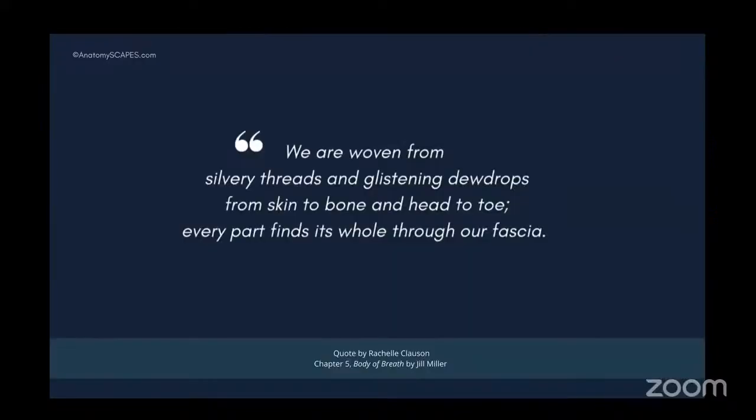This is a quote that I wrote for a friend in her book, and it just really summarizes what we're talking about today, that we are woven from these beautiful collagen silvery threads and glistening dewdrops from skin to bone and head to toe. Every part finds its whole through our fascia.